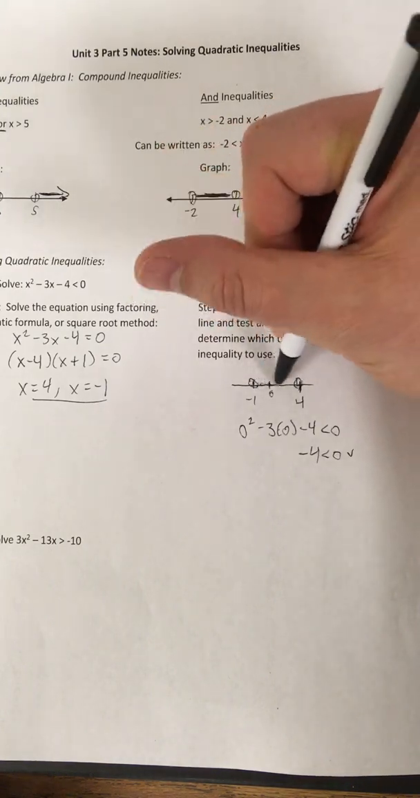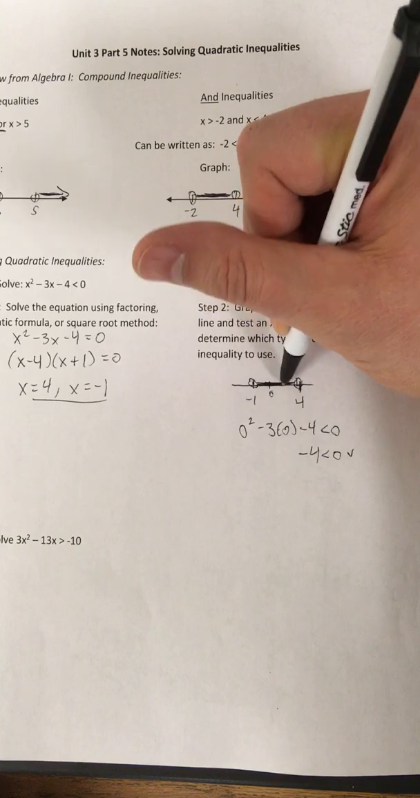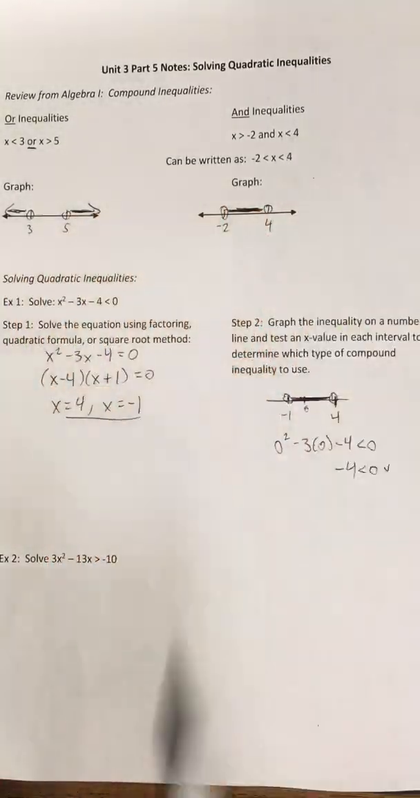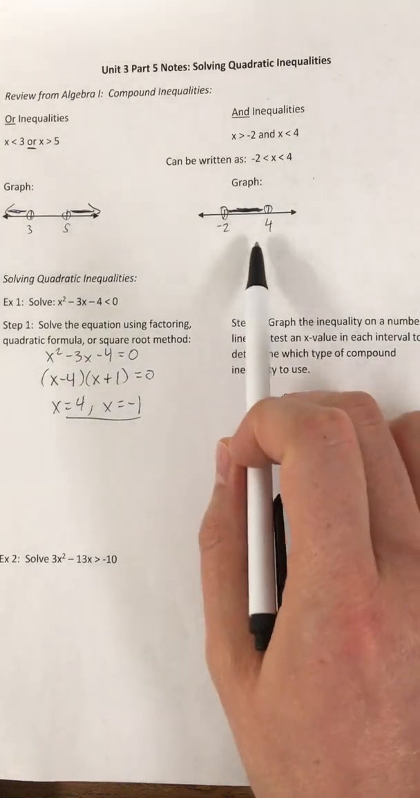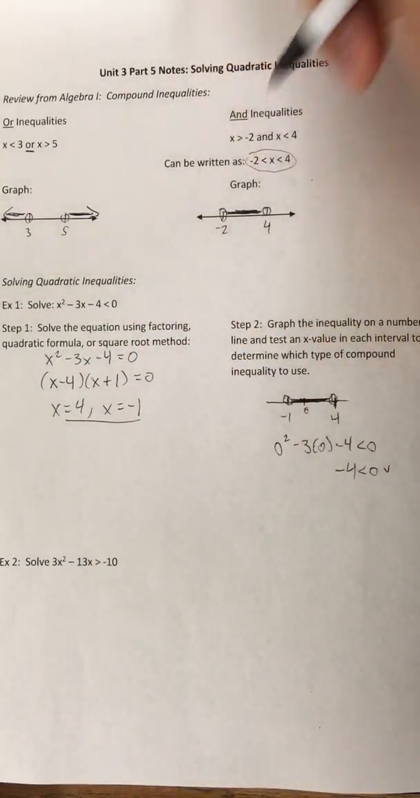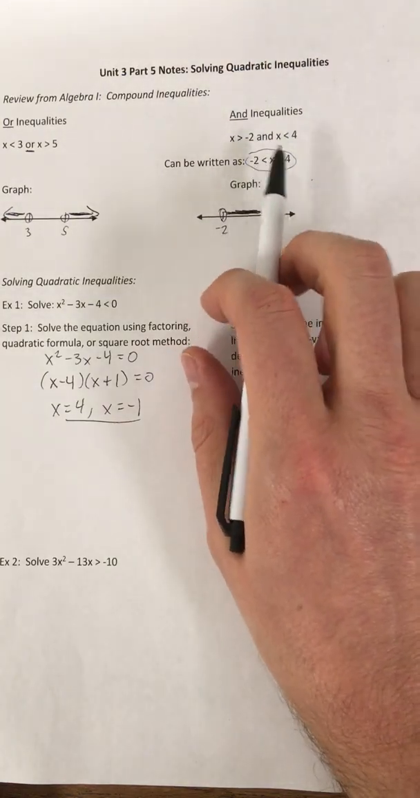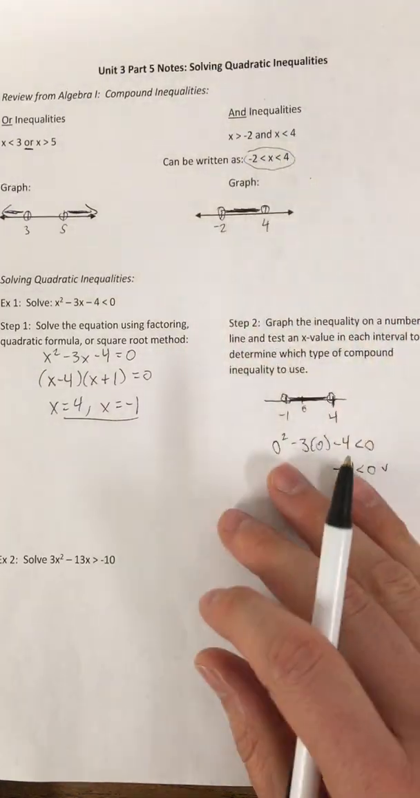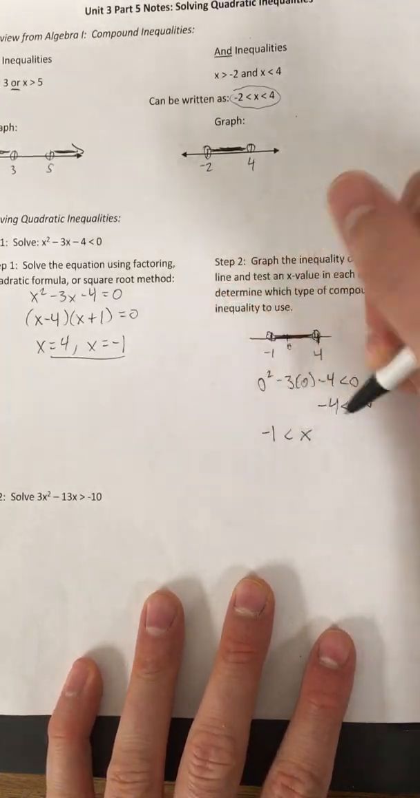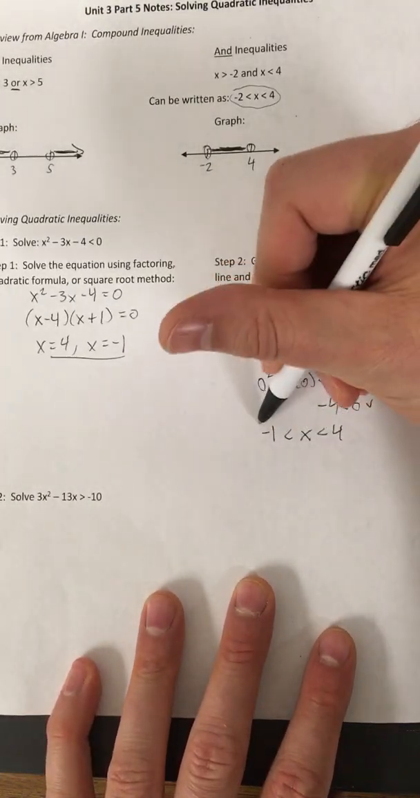So all the numbers between negative 1 and 4 are solutions. Does that mean it's an OR inequality or an AND inequality? It's an AND inequality. So I need to write my answer like this. The smaller number less than x less than the bigger number. So this answer is going to be negative 1 less than x less than 4.